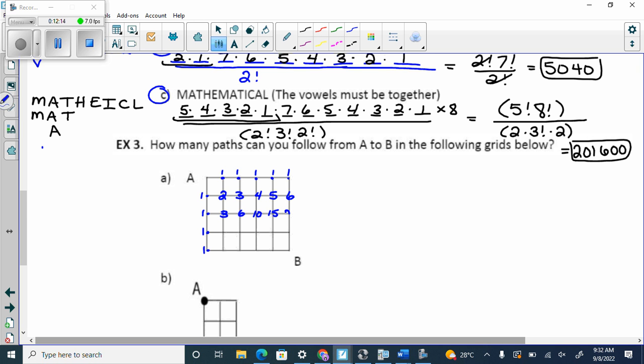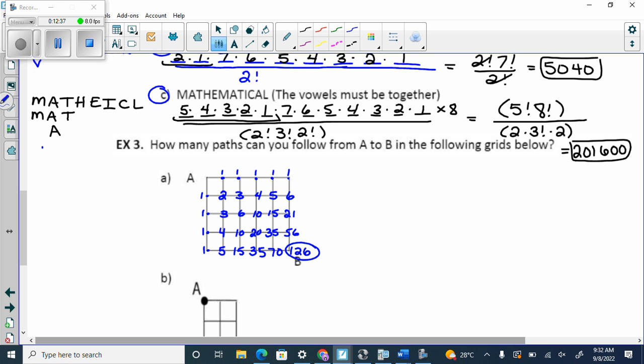15 and 6, 21. 3 and 1, 4. 10. 10 and 10, 20. 20 and 15, 35. 35 and 21 is 56. And then I have 5, 15, 35, 70, 126. So there's 126 different paths you could take going from A to B, heading towards B.